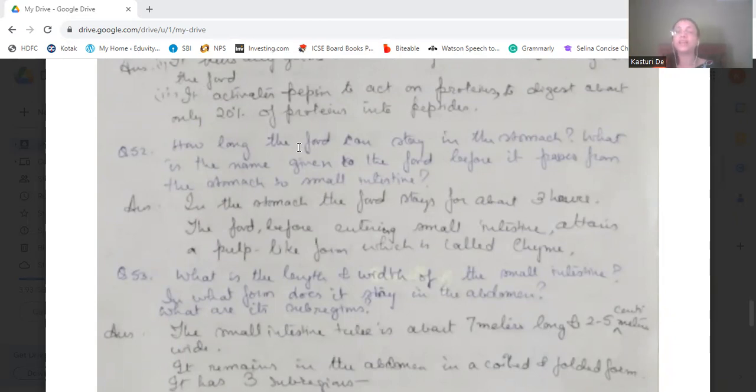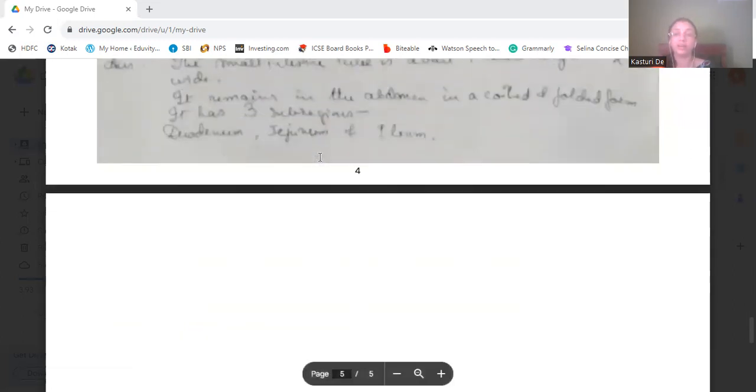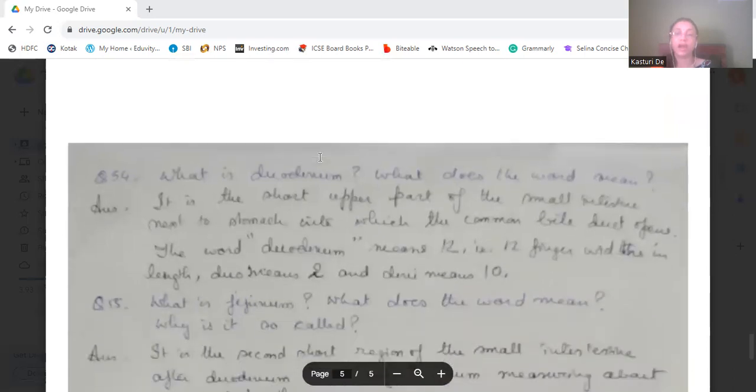Now, what is the length and the width of the small intestine? In what form does it stay in the abdomen? And what are its subregions? It is about 7 meters long and 2.5 centimeters wide. It remains in the abdomen in a coiled and folded form, and its subregions are duodenum, jejunum, and ileum. Ileum is the longest one, which remains coiled inside our abdomen.